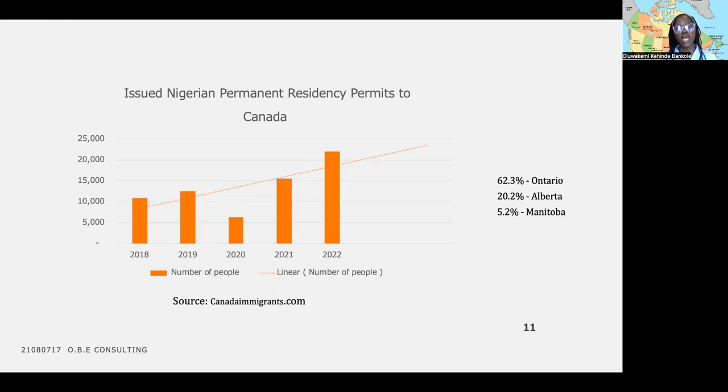A look into this chart presented shows that the number of permanent residency permits issued to Nigerians since 2018 till date has been on the increase. And this trend is forecasted to continue because of the economic policy that the government of Canada is set to sustain using immigration.